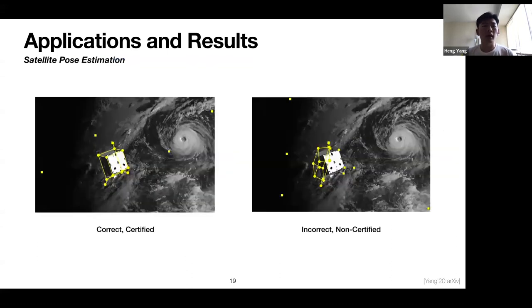Lastly, I want to show an example of designing certifiable algorithms for a safety critical application called satellite pose estimation. On the left-hand side, I'm showing a solution that's correct and also certified. On the right-hand side, I'm showing a solution that's incorrect and not certified.